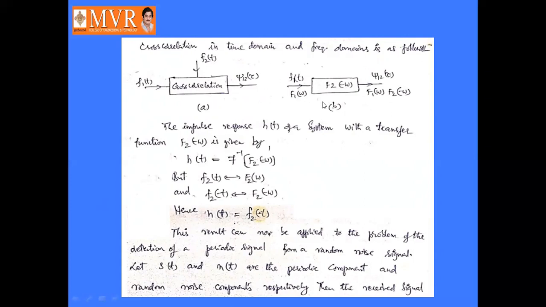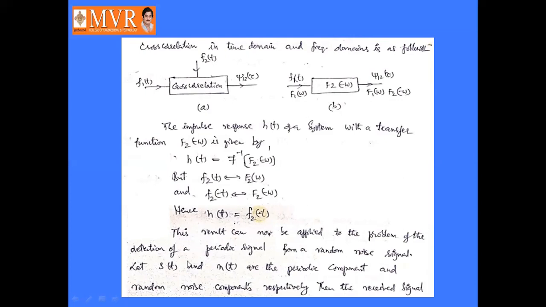Okay, here the Fourier transform of f1(t) is F1(omega), and for f2(t) it is F2(minus omega). So J12(tau) is nothing but a multiplication; in the frequency domain it becomes multiplication, so F1(omega) into F2(minus omega). So this is the impulse response h(t) of the system with transfer function F2(minus omega), given by h(t) equal to the inverse Fourier transform of F2(minus omega). The Fourier transform of f2(t) is F2(omega), and the Fourier transform of f2(minus t) is F2(minus omega), and h(t) is f2(minus t).